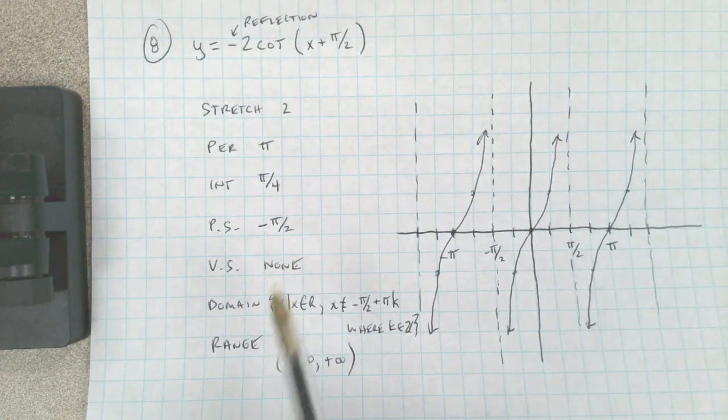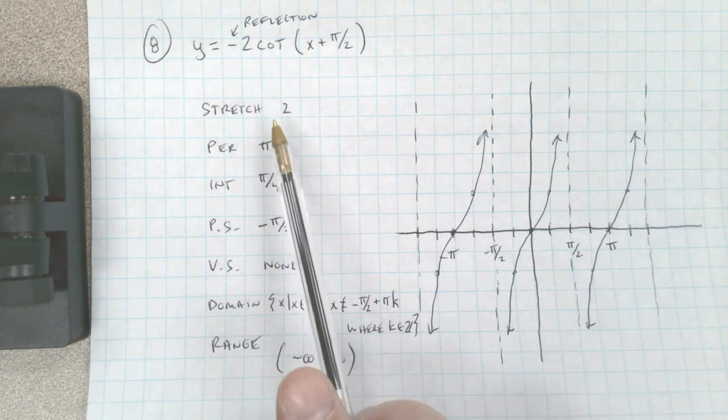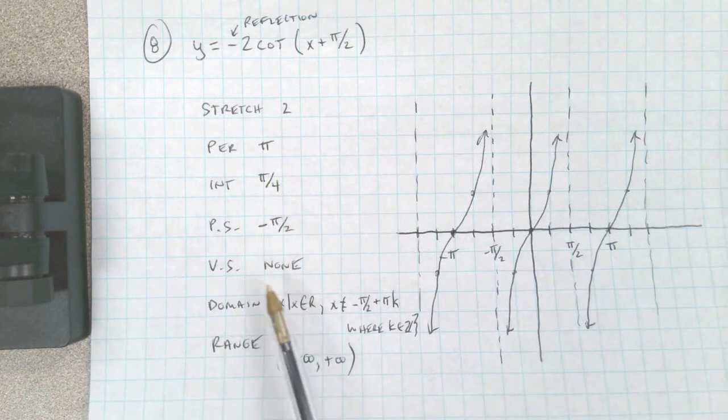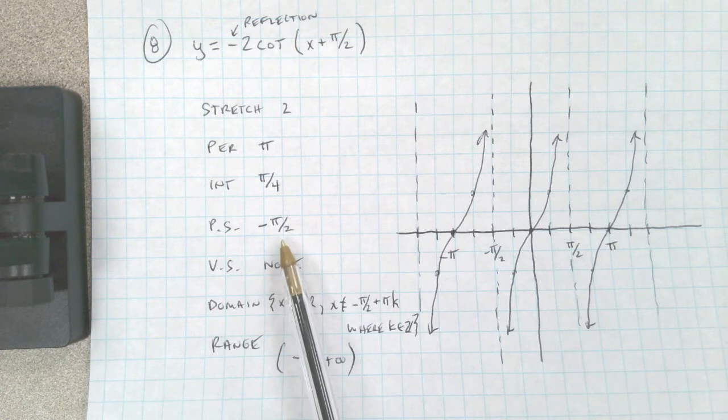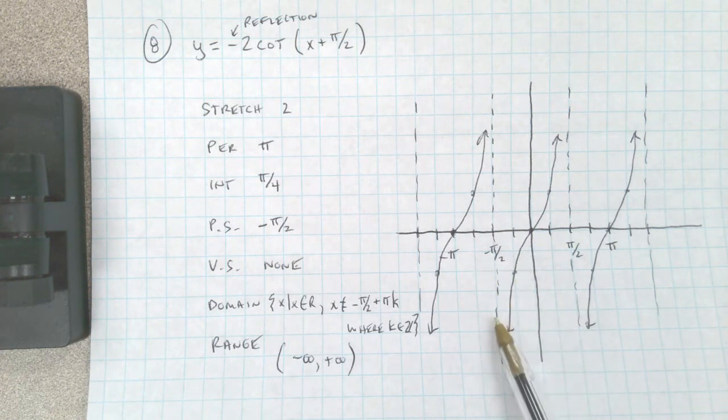Okay, here's number 8. Number 8 is y equals negative 2 cotangent of x plus pi halves. So in this one, it is a reflection of the cotangent. That's a stretch of 2. The period is going to be pi, interval pi over 4. Phase shift, we're going to shift it over negative pi halves, so that's going to move the asymptote over to negative pi halves. There is no vertical shift.